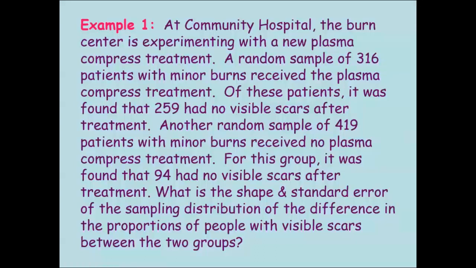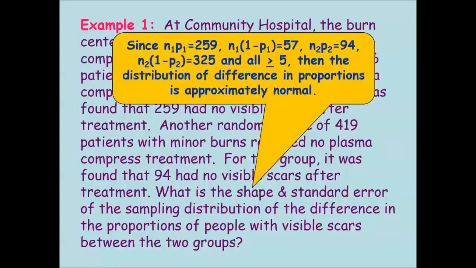What is the shape and standard error of the sampling distribution of the difference in the proportions between the two groups? Okay, so whenever they're talking about shape, they're referring specifically to whether it's normal, symmetrical, bell curve, that sort of thing, or if there's some sort of skewness to it. So for two sample proportions, we're going to stick with n times p and n times 1 minus p both greater than or equal to 5. And so that's just going back in and taking sample size times the proportion that showed up. And in all cases, it ends up being definitely greater than 5.